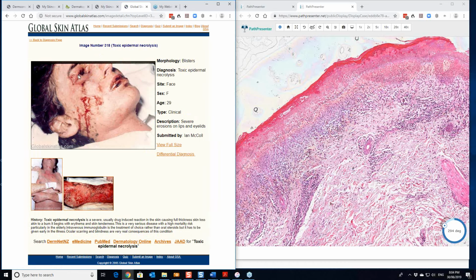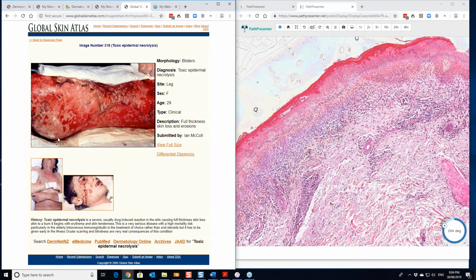This picture here just shows you the severe mucosal damage and eye damage that you can get in this. And this is just another clinical example. Look at the extent of the epidermal necrosis in toxic epidermal necrolysis. It's really not a condition that you want to see.